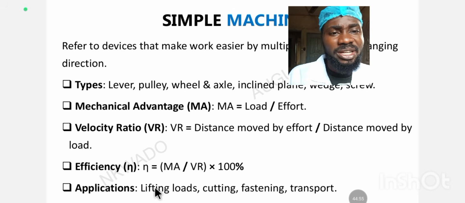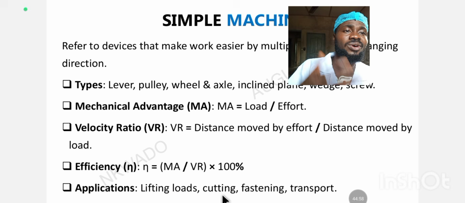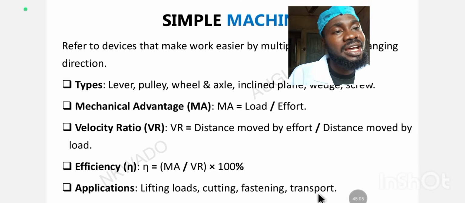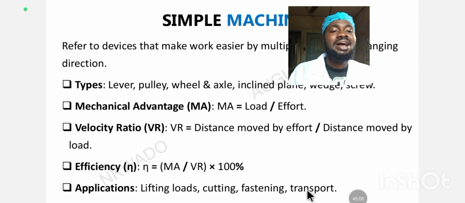So let's look at the application. It says lifting load, cutting, like your knife in the kitchen is a lever. It's a type of lever. Fastening is a type of lever. Transport is a machine; we use machines to transport, and so on and so forth.